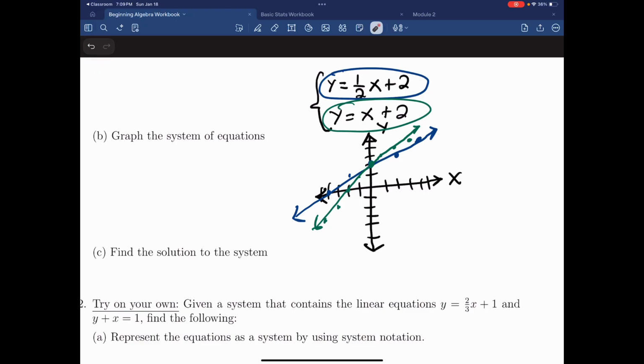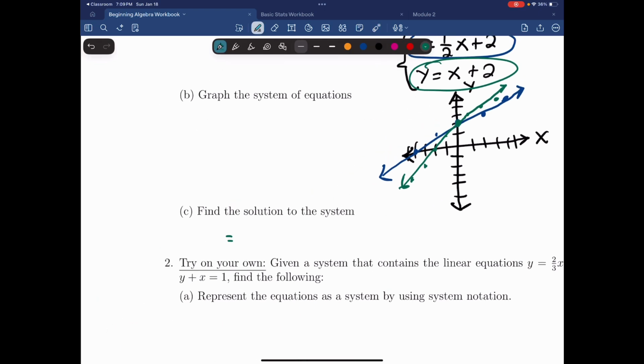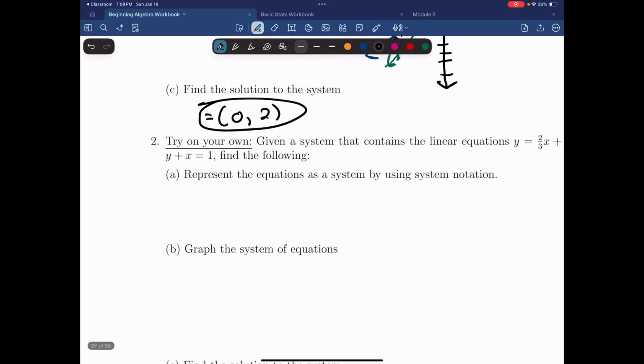Well, the system looks like these two lines intersect at the y-intercept 0, 2. So that's your solution to the system. Your solution is the y-intercept 0, 2. And that's your answer. Alrighty.